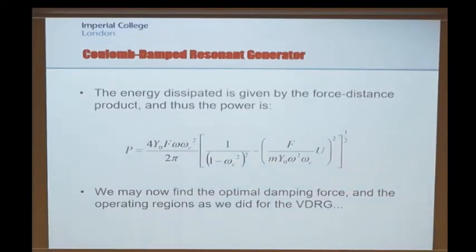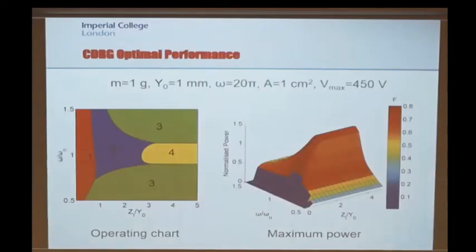You can go through the same set of routines again. We're interested in finding what is the optimal value of force here to get the maximum value of P, assuming that I've got a limitation as to how far the mass can move within a particular box, and then implementing it with an electrostatic type of damper, and this is the sort of performance that you can see.